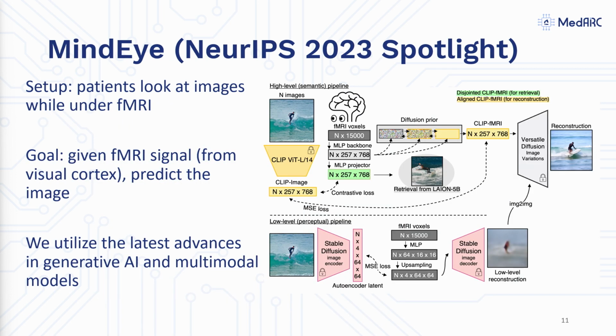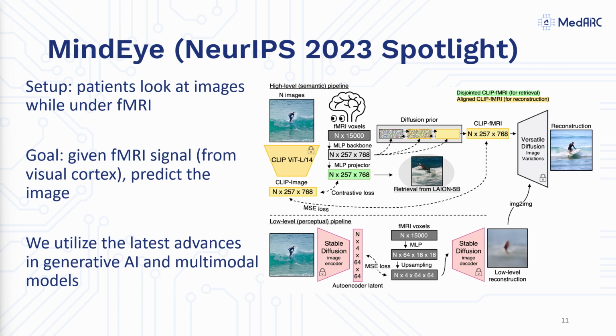Another interesting project, I think one of our main projects at medARC, is this sort of fMRI to image reconstruction. Sometimes we like to call it mind reading. Basically, we have a patient that is under the fMRI machine, and the patient is looking at an image, and we are recording the brain activity of the patient with the fMRI machine. And based on just the brain activity, we are able to reconstruct the image that the patient is viewing.